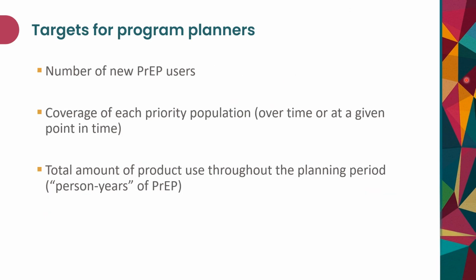Here are some thoughts about ways program planners might think about targets. What could you do with each of these in terms of planning and managing your program? What would each one tell you? Number of new PrEP users, coverage of each priority population, either over time or at a given point in time, total amount of product used throughout the planning period, or person years of PrEP.